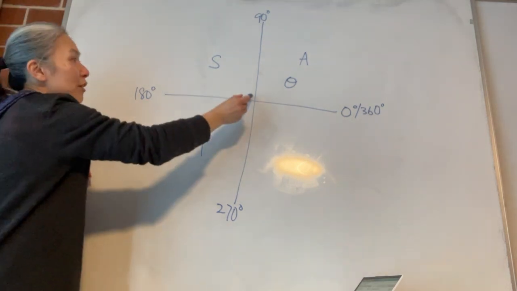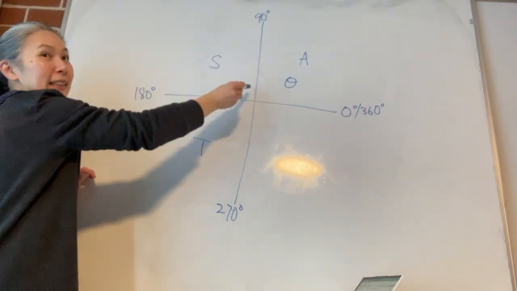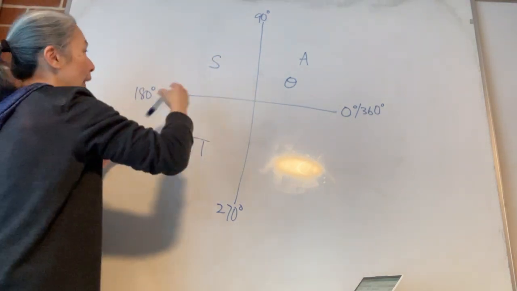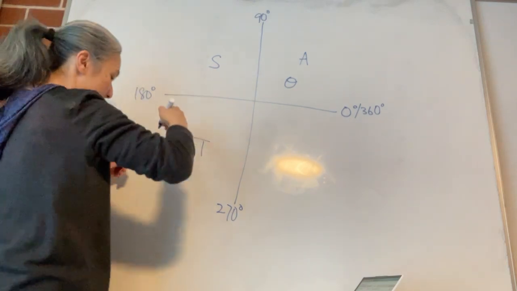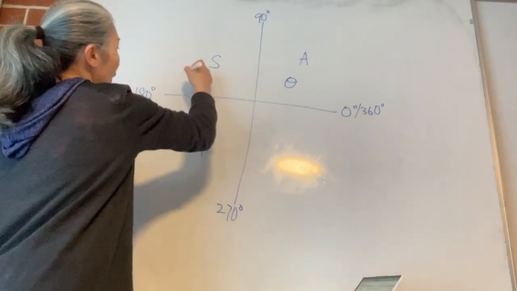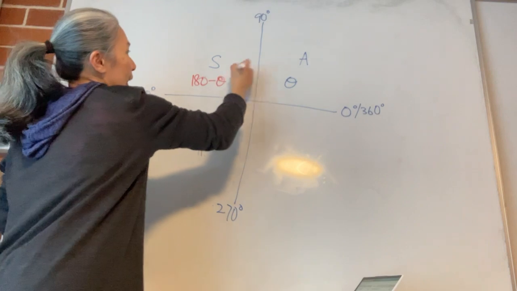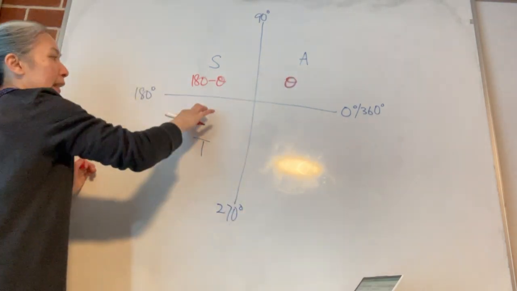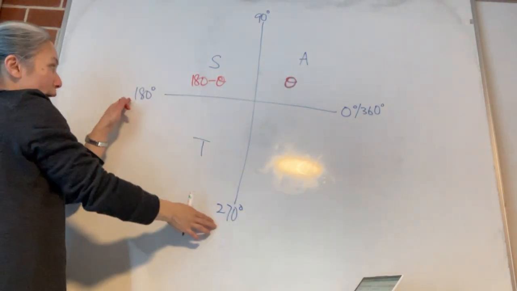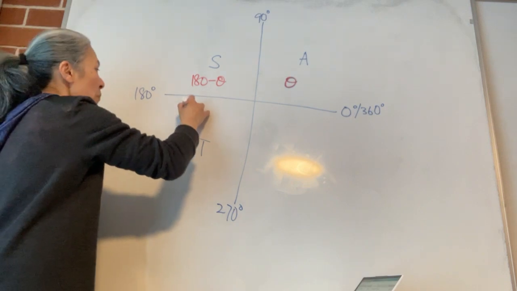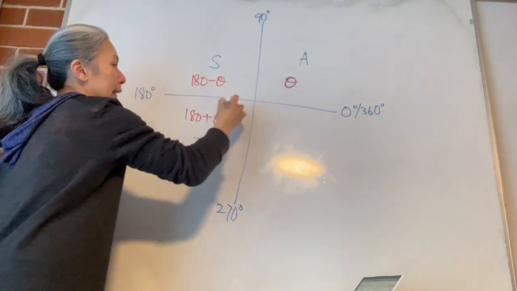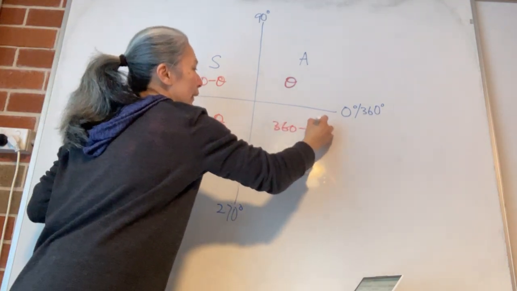And the second quadrant is going to go this way, isn't it? So the angle is going to be 180. I'm going to use 180 minus theta. And this quadrant from 180 to 270 is going to be 180 plus theta, and the last one is 360 minus theta.